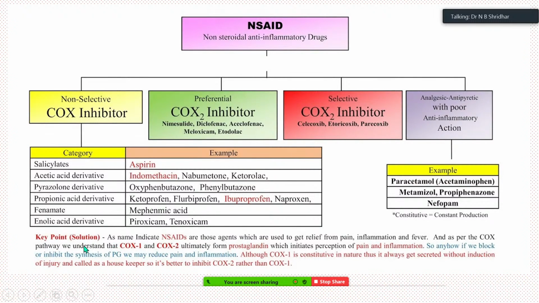NSAIDs are the agents which are used to get relief from pain, inflammation and fever, and as per the COX pathway, COX-1 and cyclooxygenase 2 are the two pathways which produce prostaglandins, which initiate the pain and the inflammation. So this is the flow chart with examples. Please remember this particular chart. This will be very useful for future remembering of this class of drugs, and remember that this table needs to be mugged up also.